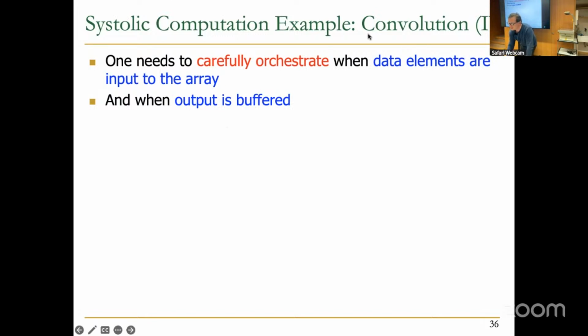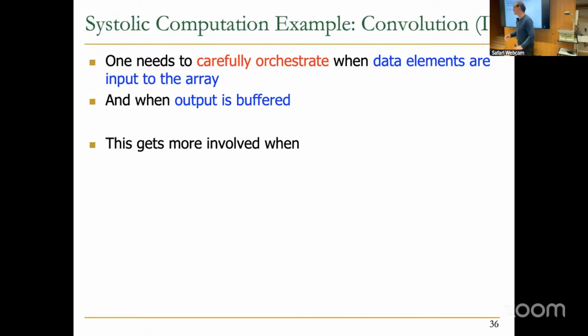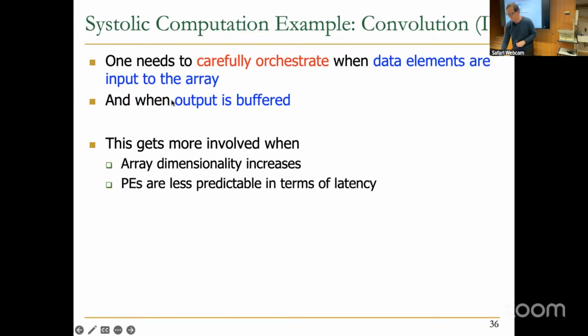Basically, you need to orchestrate when data elements are input to the array, and when you capture the output, essentially. That's the Y's coming from the right, if you remember. And this becomes more difficult or more involved. You need to be a little bit careful if you increase your array dimensionality. This was a one-dimensional array of processing elements. If you do two-dimensional, as we will see soon, you need to be a little bit more careful. But again, you need to orchestrate the data elements and output.